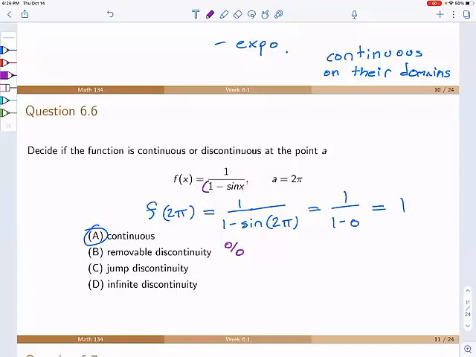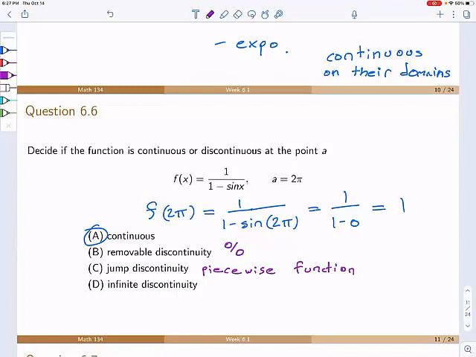Okay, now, what about a jump discontinuity? That would come from something like a piecewise function. So you have a function that's defined one way on part of the real interval, and then another way on the other part of the real interval. So a piecewise function is certainly one way that you can get a jump discontinuity.